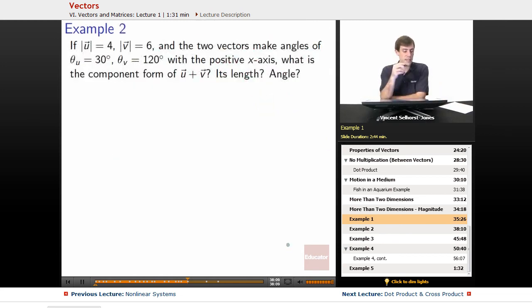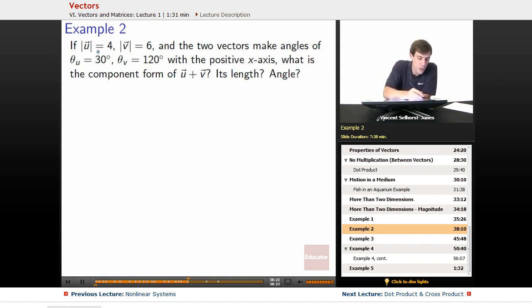All right, next example. If u equals 4, v equals 6, and the two vectors make angles of theta u equals 30 degrees and theta v equals 120 degrees with the positive x-axis, what is the component form of u plus v, its length, and its angle? All right, so let's do u in red. Over here, we first draw a sketch to be able to figure this out.